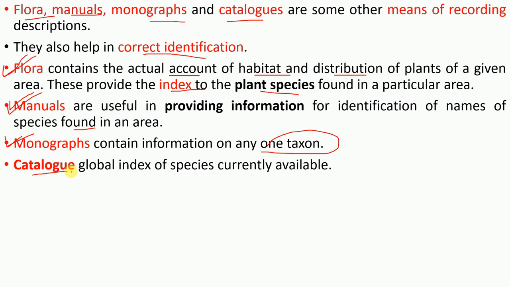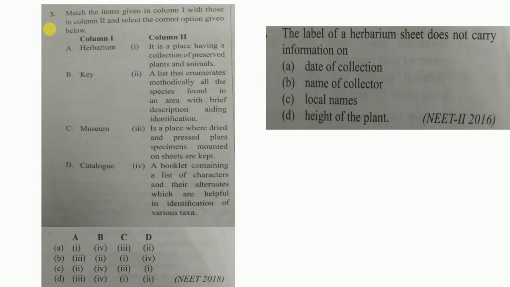Now what is meant by catalog? A catalog is a global index of species currently available, meaning how many species are currently identified on the earth. So it is known as a catalog. Based on this theory, NEET asked this question in 2018. So kindly read this question, try to give the answer, and inform me in the comment box. As well as in 2016, NEET asked a question about herbarium. So kindly try to solve this also.